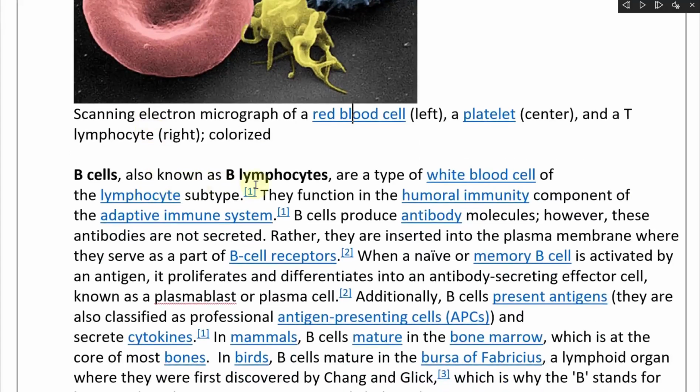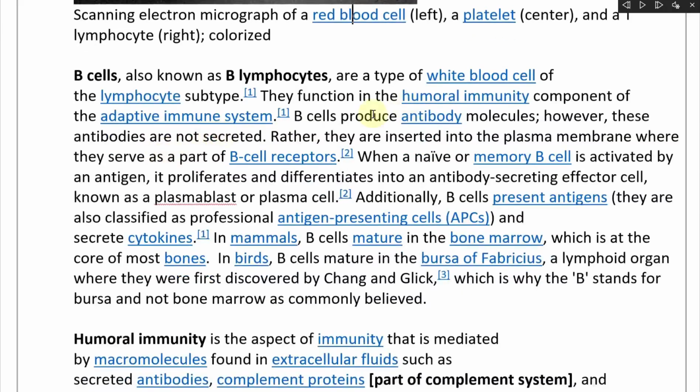So B cells, also known as B lymphocytes, are a type of white blood cell of the lymphocyte subtype. They function in the humoral immunity component of the adaptive immune system. B cells produce antibody molecules. However, these antibodies are not secreted. Rather, they are inserted into the plasma membrane, where they serve as part of B cell receptors.